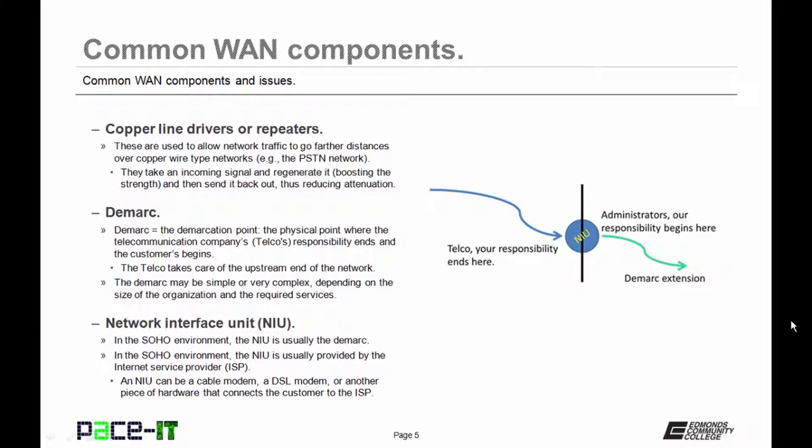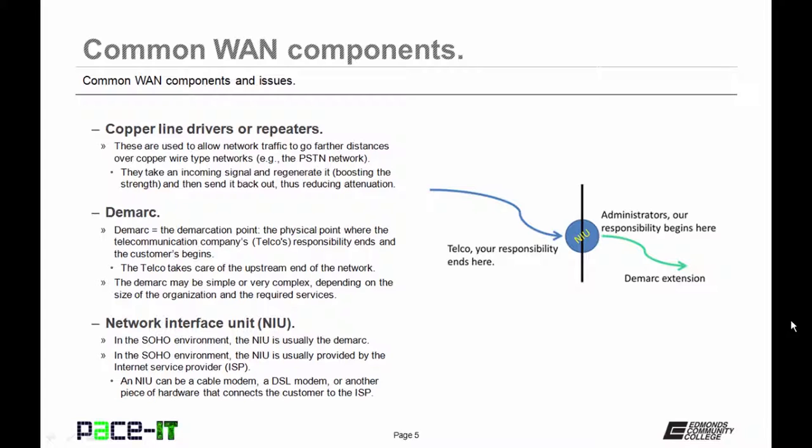First up are copper line drivers or repeaters. These are used to allow network traffic to go farther distances over copper wire type networks. They take an incoming signal and regenerate it, boosting the strength of that signal, and then they send it back out, thus reducing attenuation.